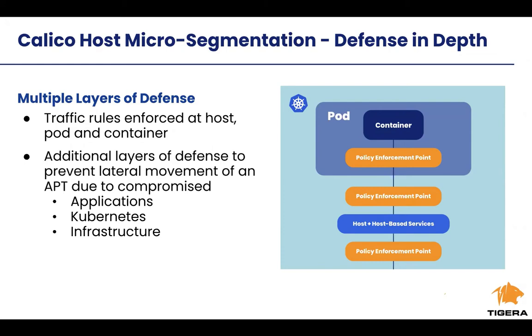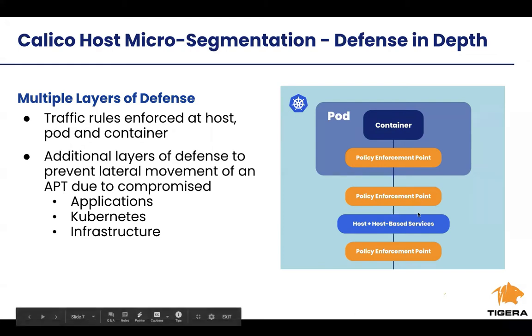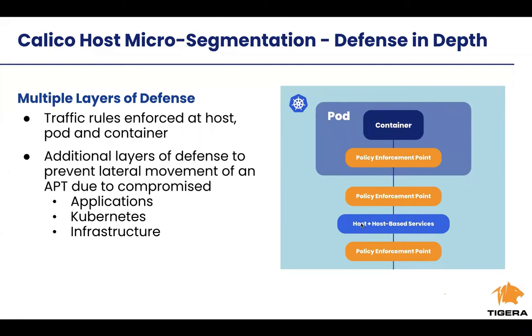For the traffic rules, we have the ability to apply policy at a couple of different places. You can see over here on the right, we can apply policy inside of the container at the border of a pod, and we can also apply policy on the physical interfaces of the bare metal nodes or the VMs themselves. And we're going to be focused on this particular place right here, the host-based services, this particular policy enforcement point. That's where we're going to be applying policy today using host micro-segmentation.